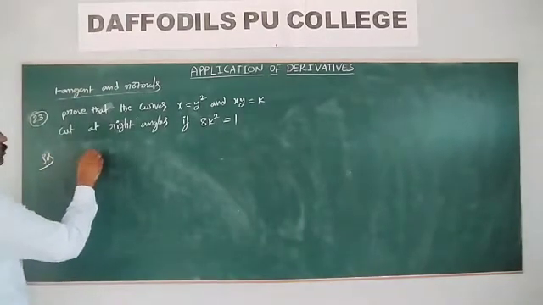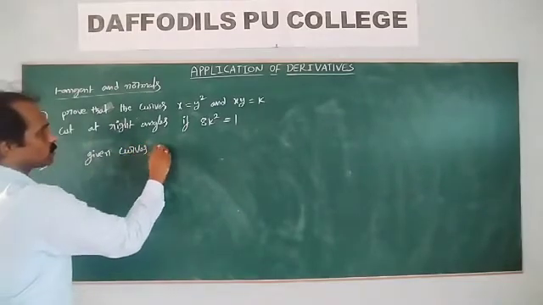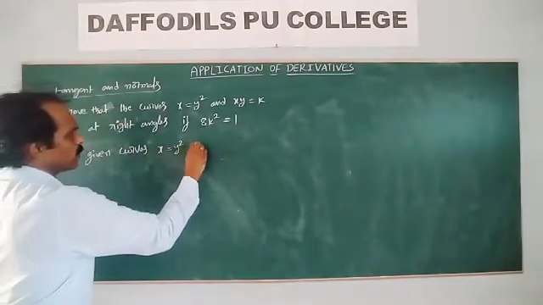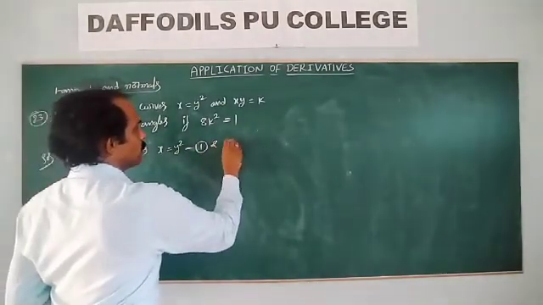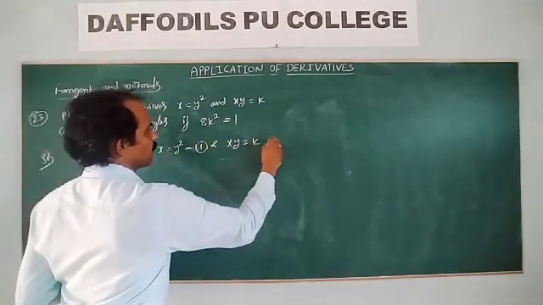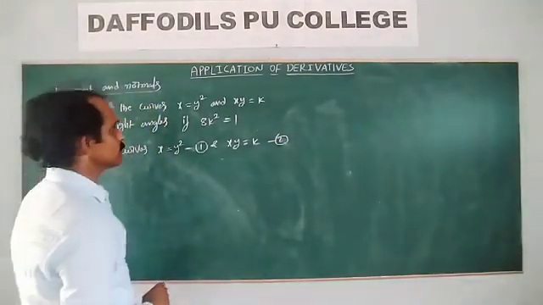Given curves: x is equal to y square, this is the first one, and xy is equal to k, this is the second curve.